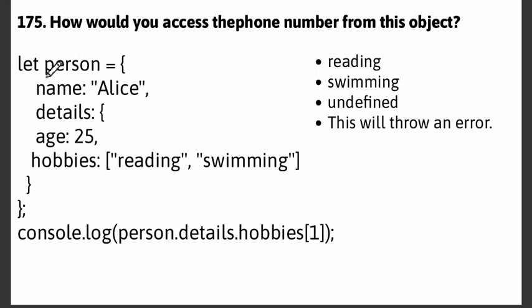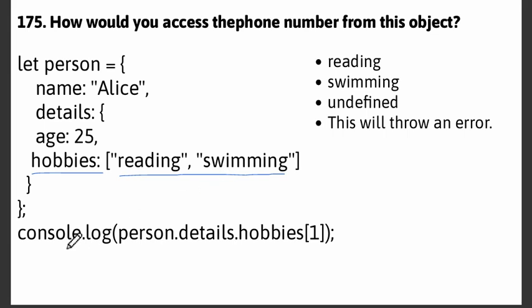So you guys can see that I have given an object with the name of person, and inside the person object I have given a property with the name of Alice, the string, and inside the object I have given another object with two respective properties and values. And you can see that the property hobbies contains an array, the two strings reading and swimming.